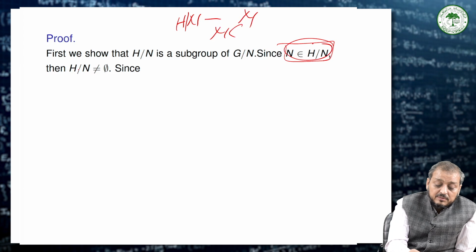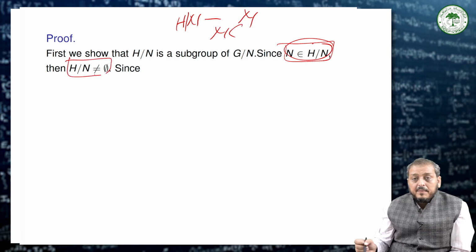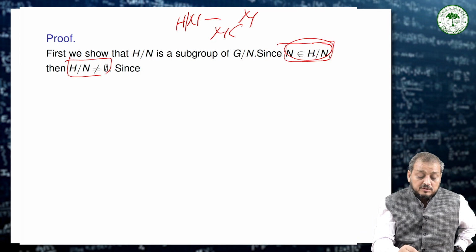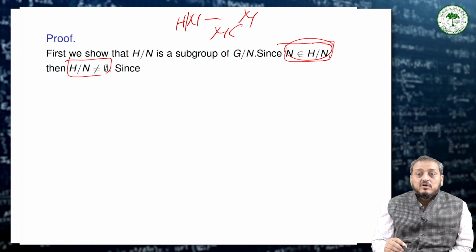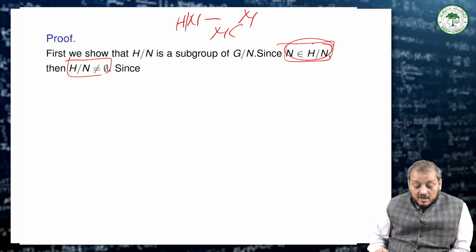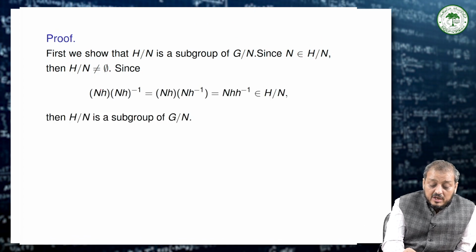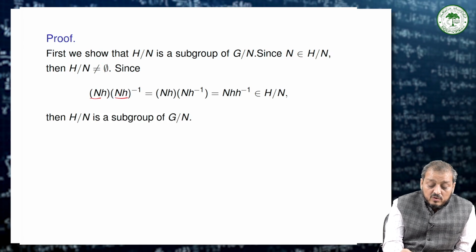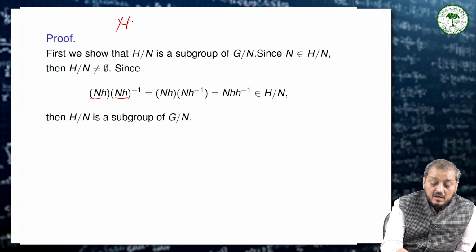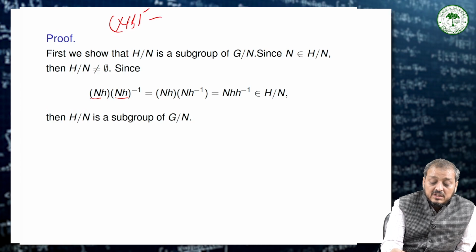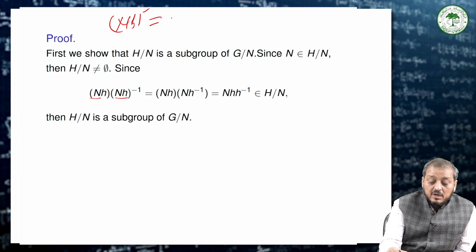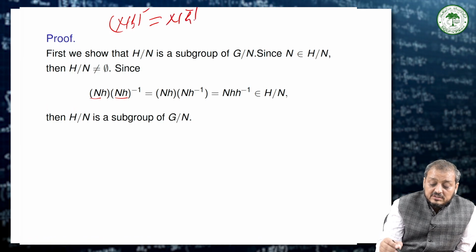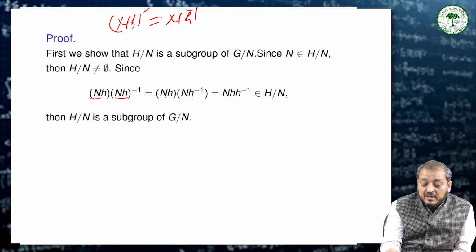So H by N is not equal to empty, since there is at least the identity element in this quotient group. Now we take the element HN, and its inverse. You know that the inverse of HN is the same as, by the property of a quotient group, H inverse N. So this can be written as H inverse N.